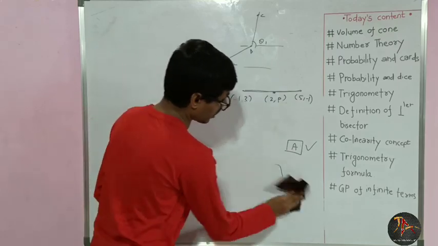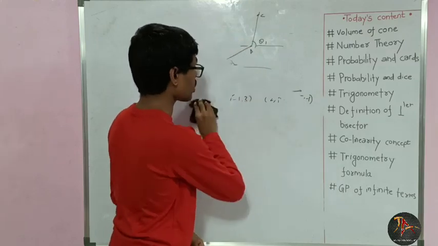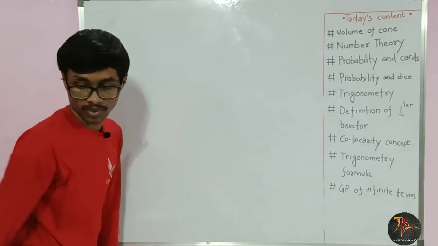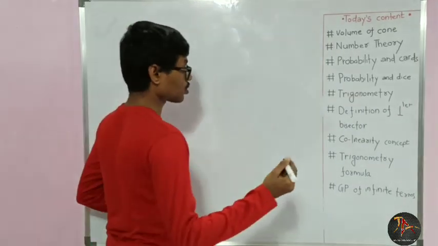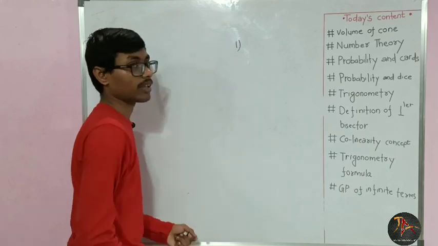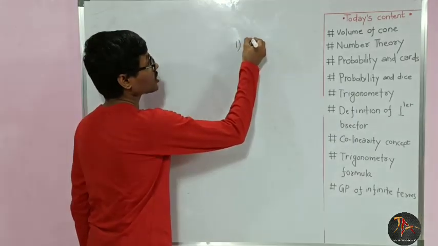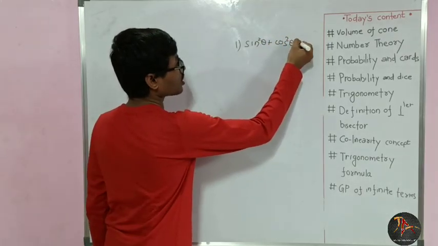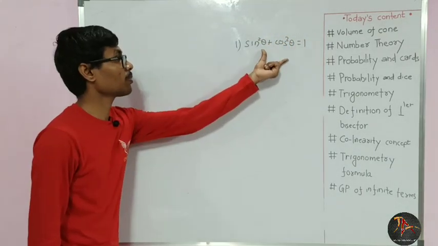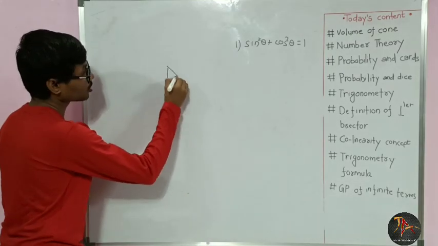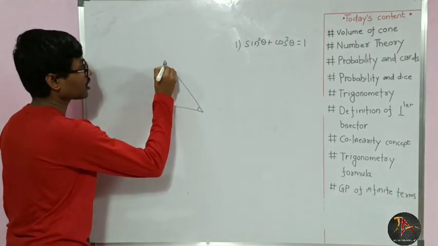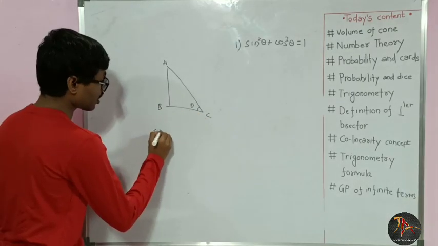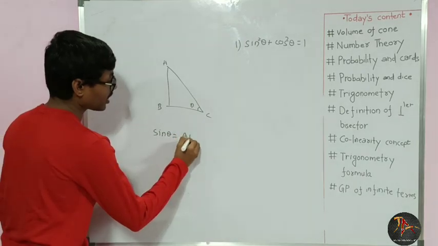In this question, they have asked 4 to 5 questions from direct trigonometry formulae. Now, there are 2-3 important formulae in trigonometry. One of the formulae is sin square theta plus cos square theta is equal to 1. This is nothing but the Pythagoras theorem. If I have to prove this, then suppose this is triangle ABC. Suppose this is theta. So sin theta will be AB by AC.